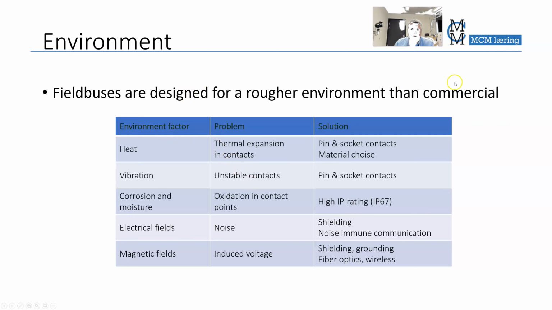What's the difference between an office network and an industrial network? Heat, vibration, corrosion and moisture, electrical fields and magnetic fields. And here are what problems they introduce to a network, and here are the solutions. So usually in industrial networks you have pin and socket contacts instead of touch contacts. You have a high IP rating, which is water and dust proof, shielding against electromagnetic interference, and also careful grounding, and maybe even use fiber optics.